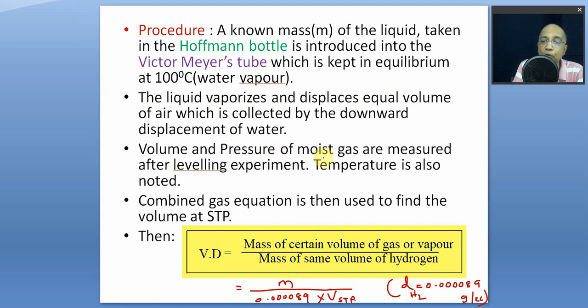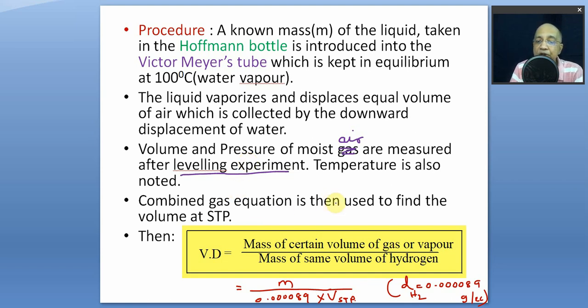Volume and pressure of moist gas, not gas, it is air, right? Moist air are measured after the leveling experiment. The volume is recorded, and the pressure is nothing but the barometric pressure. Temperature is also recorded by using a thermometer, putting it into water on that particular day, water from the tap, and you measure that day's temperature.